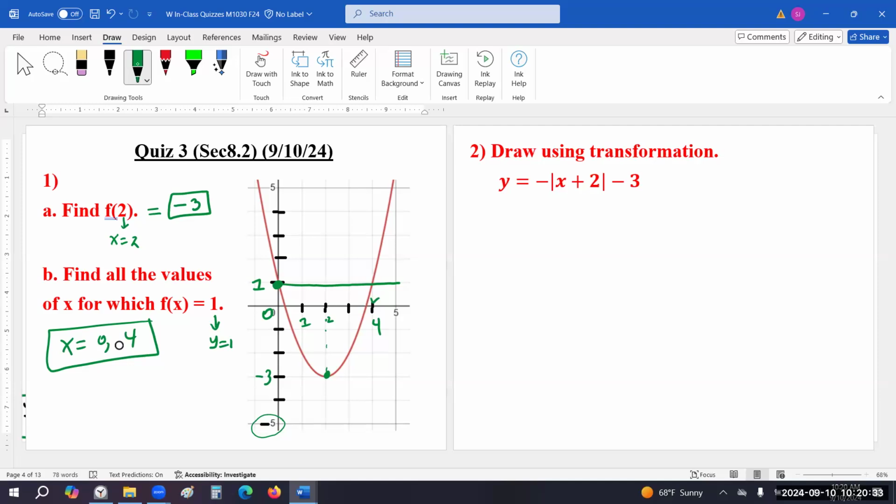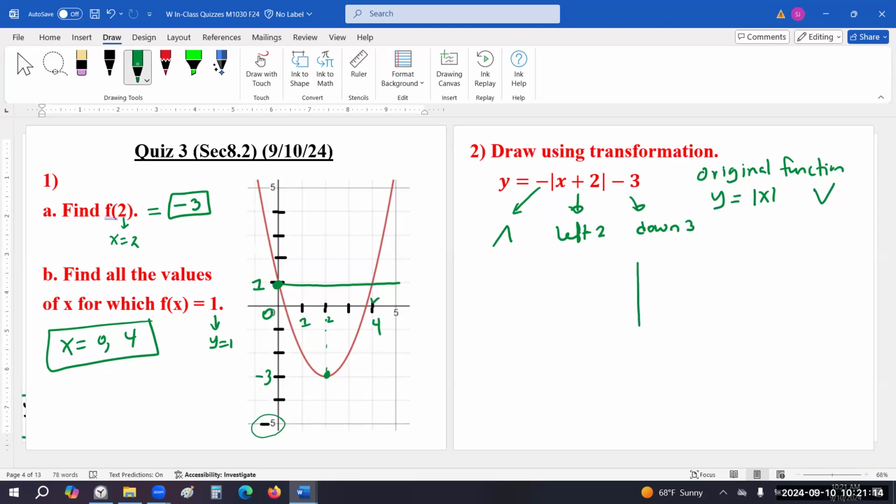Now the transformation. What is our original function here? The original function is the absolute value of X, right? Which is a V. So negative means reflection, upside down. We have a +2 inside the absolute value. Which direction? Left. And you have a -3 outside. Down 3.